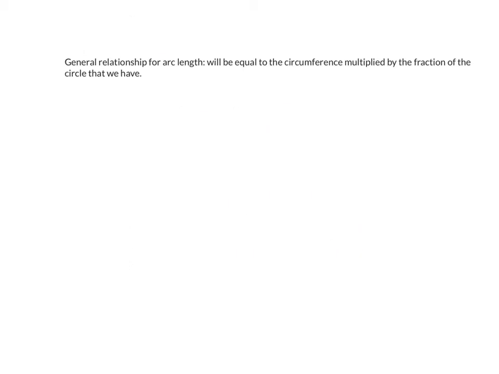So the important thing to see here is that because we had half of a circle with a semicircle, we had half of the circumference for the arc length. Now in general, what that means is if we have a particular fraction of a full circle, our arc length will be that fraction of the circumference. So we can write that generally our arc length will be equal to C, the circumference, multiplied by theta out of 360.